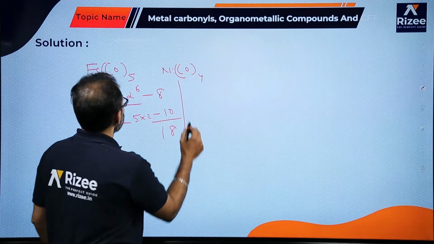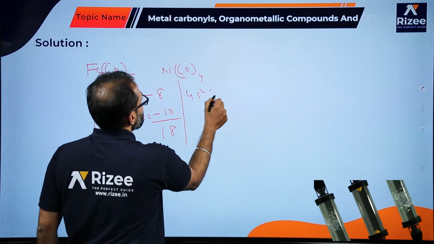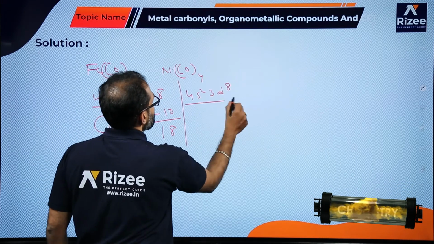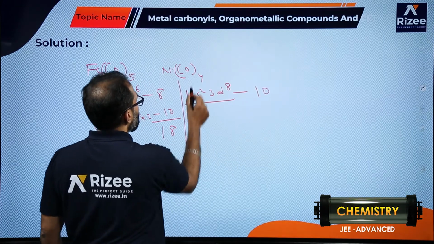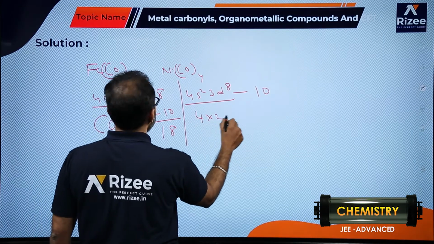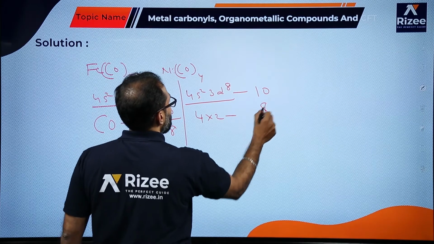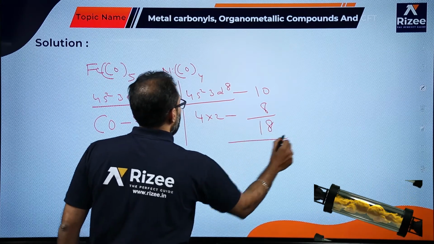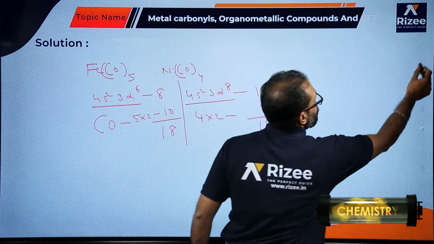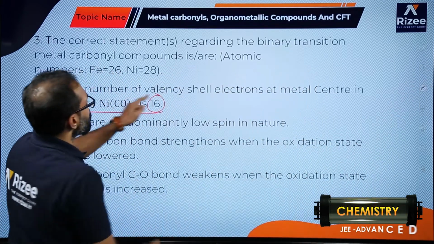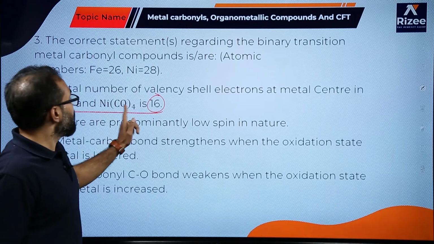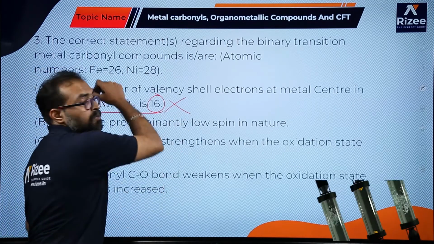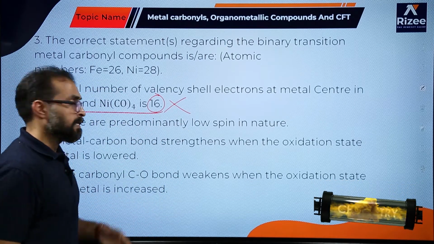Now we will see nickel. It is 4s2 3d8, so that is 10 electrons. Then 4 COs are there, 4 into 2, so 8 electrons. Total 18. What is the statement they gave you earlier? Total number of valence shell electrons at metal centers in Fe(CO)5 and Ni(CO)4 is 16. Wrong. How much? 18. Gone.